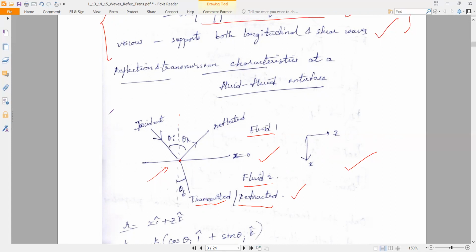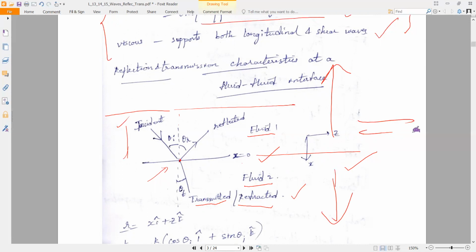Now, I'm not assuming this fluid layer to have some finite thickness. This fluid is infinite in this direction and the second fluid is infinite in this direction. That's what we are trying to analyze. We are not analyzing a multi-layered kind of thing. There are just two semi-infinite fluids.